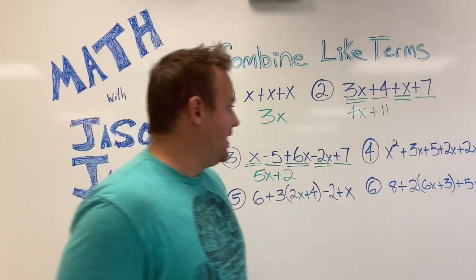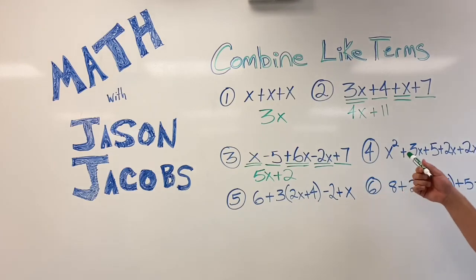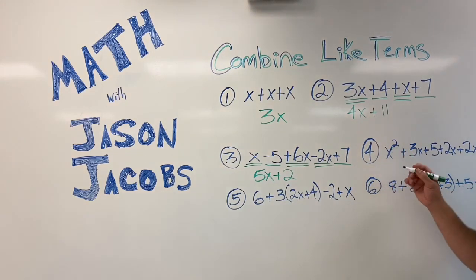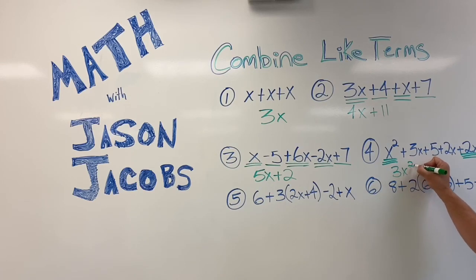Let's go on to this one now. Now, in this one, I added some exponents. So I'm gonna put 3 lines underneath the exponent one. X squared, positive x squared, and positive 2x squared. Those go together. So all the x squareds go together, and you have 3x squared.